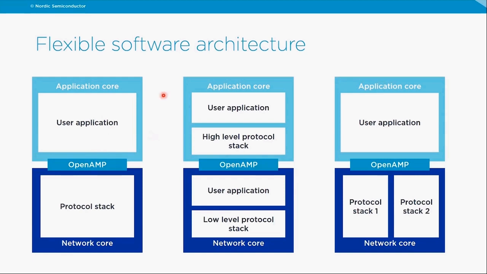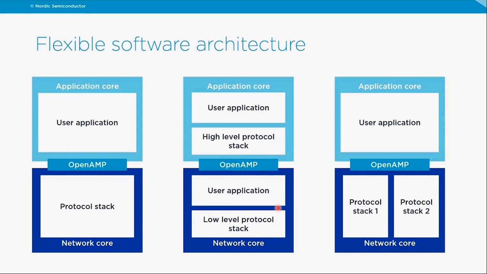But there are situations where you want to split this. Maybe you want to have the low-level protocol stack in a network core and the high-level protocol stack in the application core. This might be, maybe if you're using Thread, you want to have everything that is controlling the radio in the network core, but then you have an IP stack and also IP security and so on that maybe you want to run in the application core.